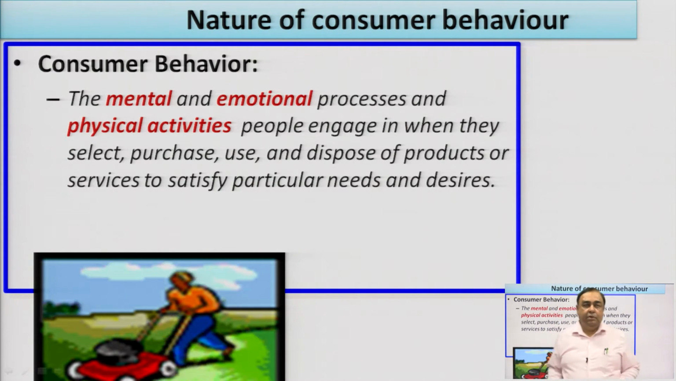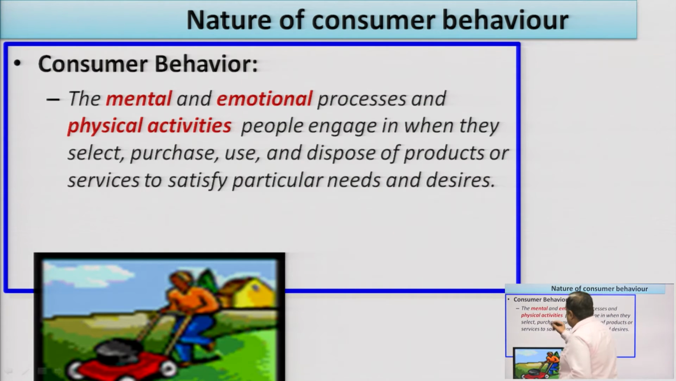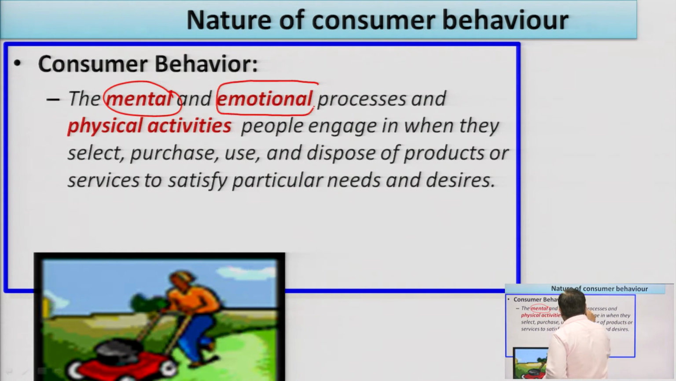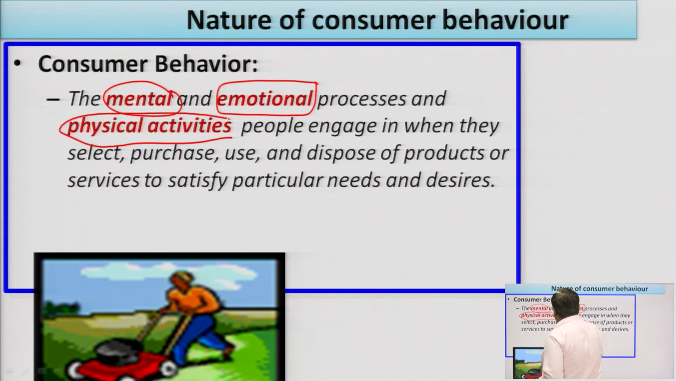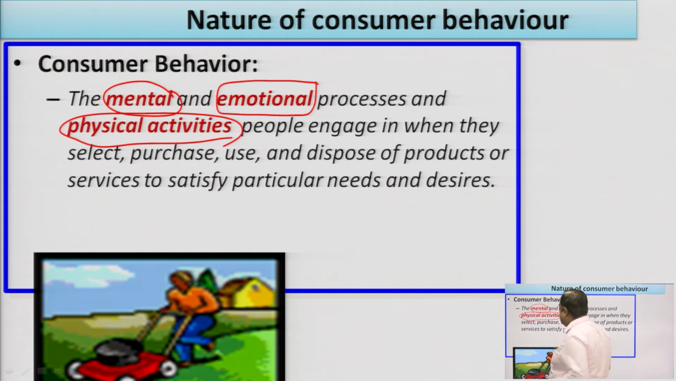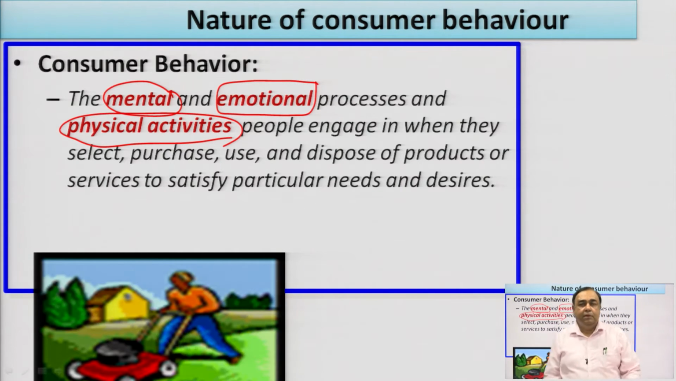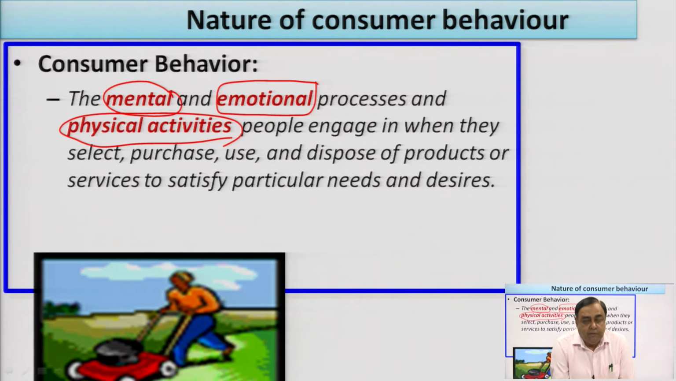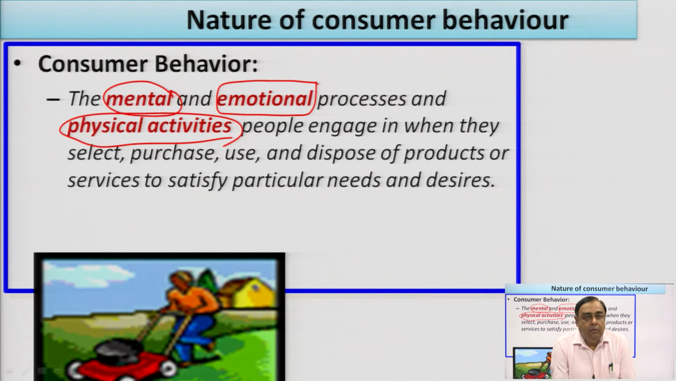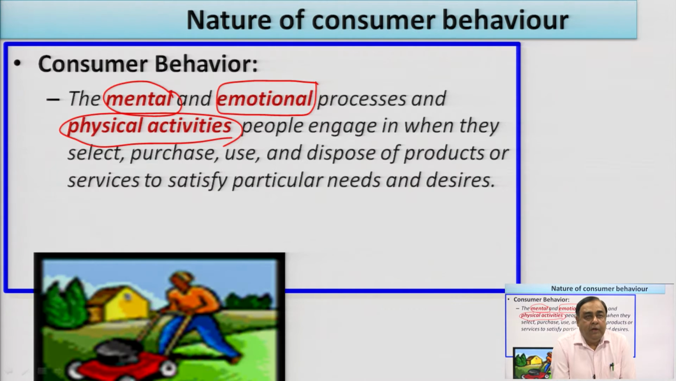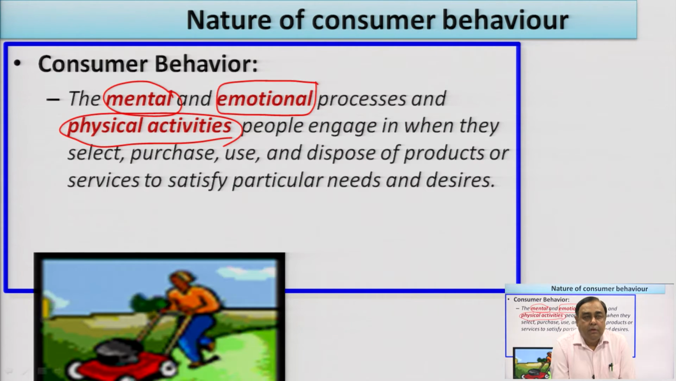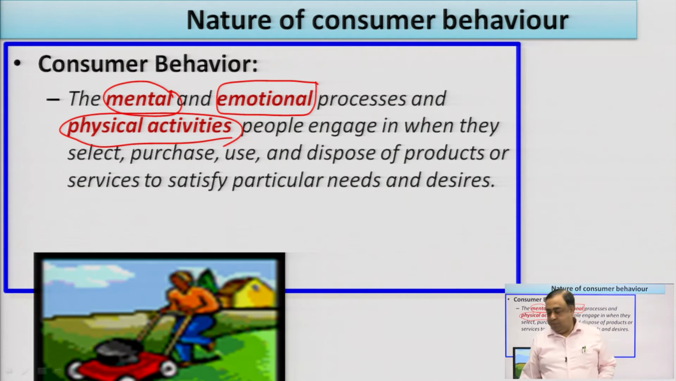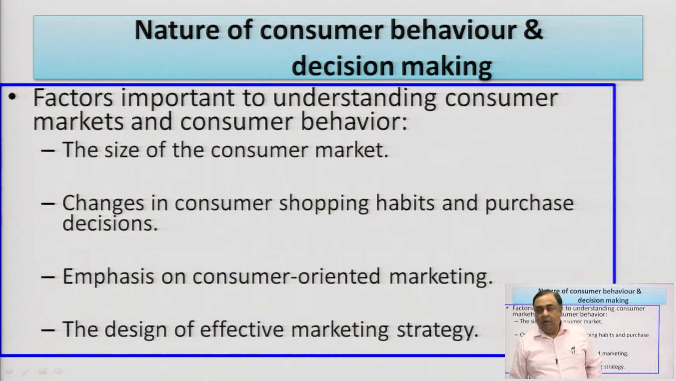That is, three important factors are there: the mental, emotional process and physical activities which people engage themselves in whenever they are using a product or selecting a product for purchase, and they are mainly done to satisfy the needs and wants they have.